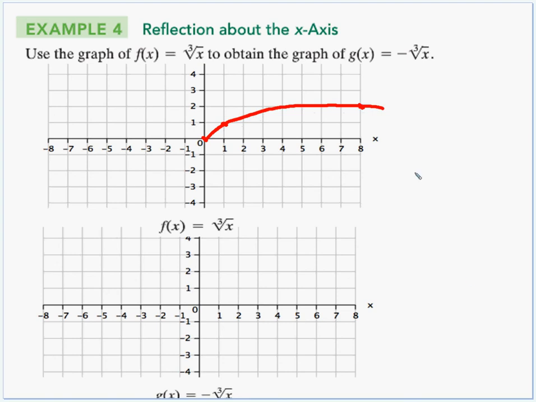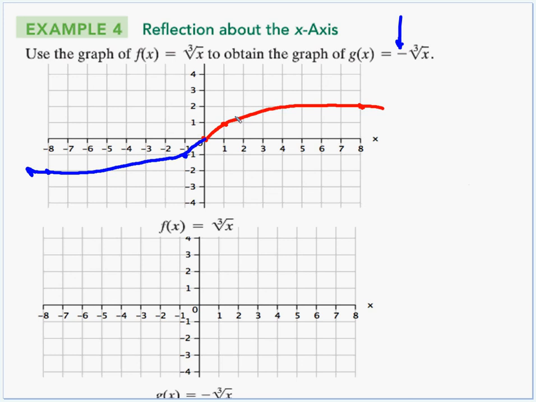And let me switch to blue ink for this other part. The cube root of negative 1 is negative 1. The cube root of negative 8 is negative 2. So the graph looks like this in the third quadrant. Now, because we put this negative outside the function, it's not under there with the x, we know this is a reflection about the x-axis.